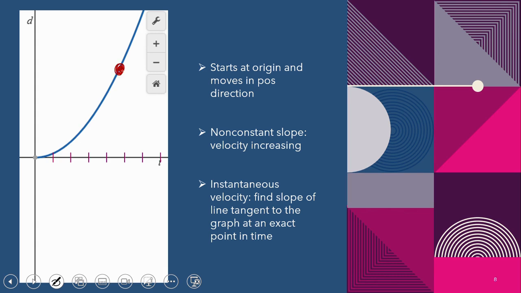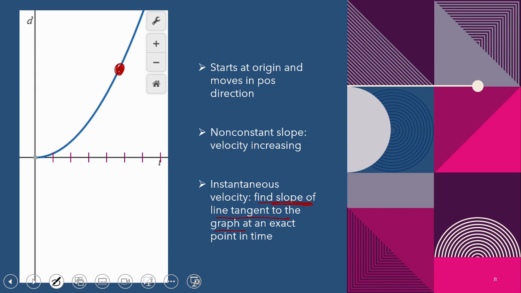So let's say, for example, somewhere over here. At this point in time exactly, what's going to be the velocity? Because it's going to be different than the second before and the second after. So basically the way you find this is you want to find the slope of the line tangent to the graph at that exact point in time.